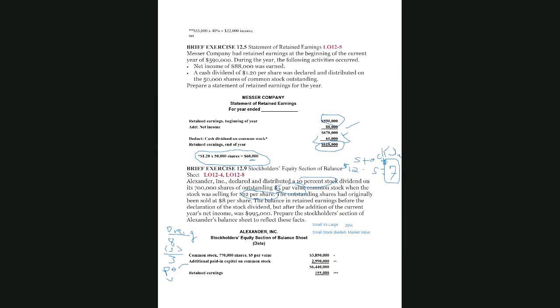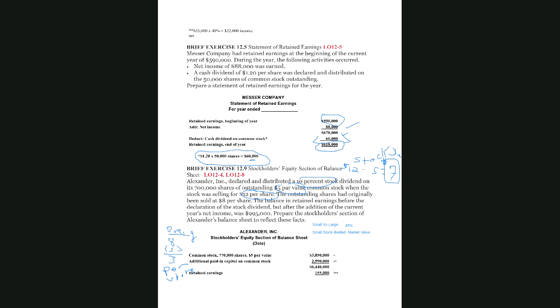So these are two things that you have to calculate. Again, a little tricky, but let's walk through it. We're so smart, we can do this. Now let's throw in an additional piece of information. The balance in the retained earnings account before the declaration of a stock dividend, but after the addition of the current year's net income, was $950,000. Remember, the stock dividend is going to reduce the amount of retained earnings.